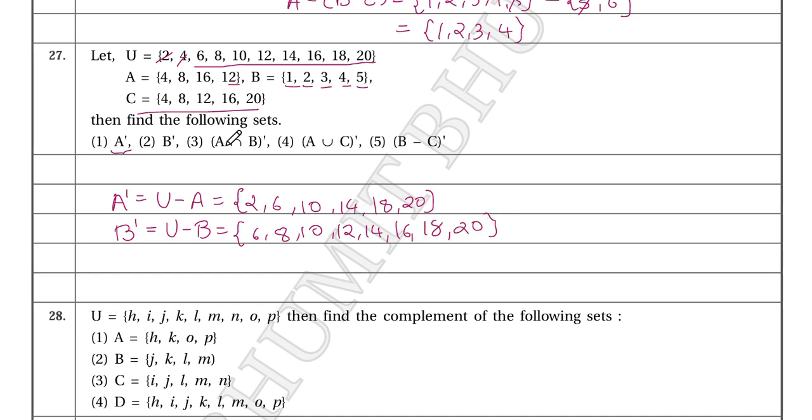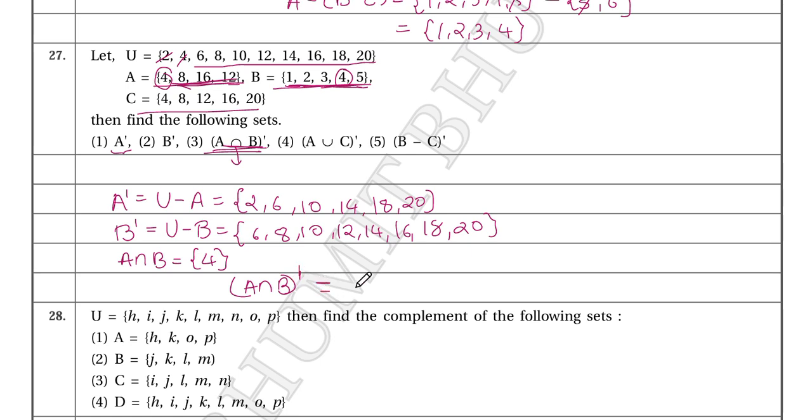Okay. Similarly, you can find out the third question, A intersection B the complement. So to find out the third one, you have to find out A intersection B first. So what is A and B intersection? Intersection means common elements. So which elements are common in A and B? Only 4. Okay. So A intersection B is only 4, a singleton. Now what we have to find out? A intersection B complement. A intersection B the whole complement.